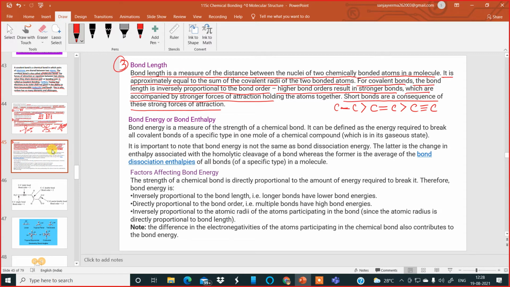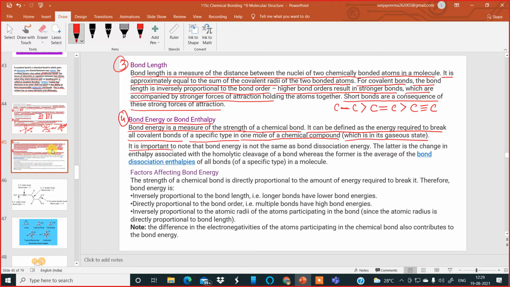Now, moving to the fourth parameter in covalent bonds, which is called bond energy or bond enthalpy. Bond energy is a measure of the strength of a chemical bond, how strong a bond is, the energy required to break or make a bond. It can be defined as the energy required to break all covalent bonds of a specific type in 1 mole of a chemical compound in its gaseous state, obviously.